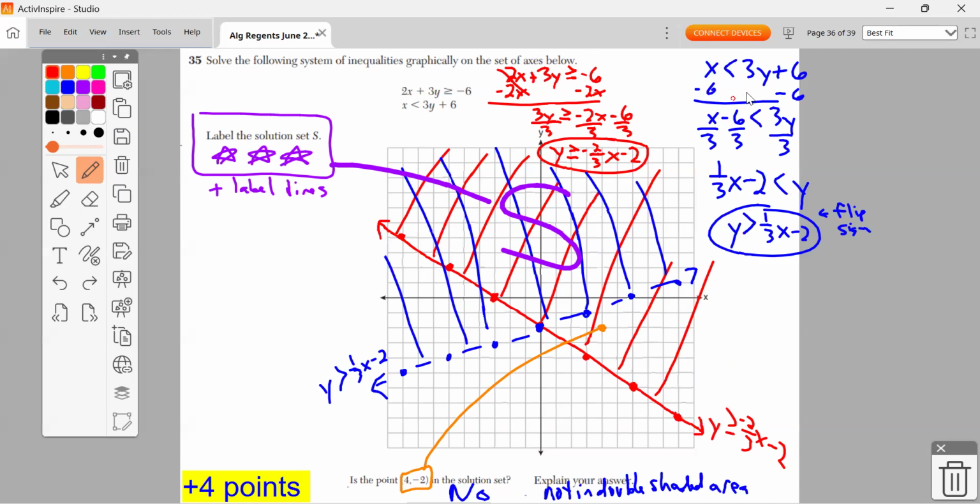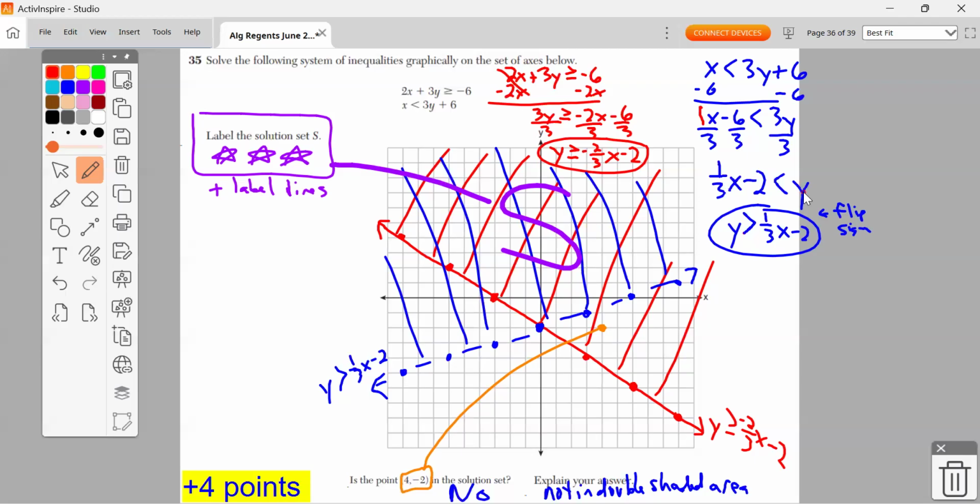For the second equation, we want to try and get the 3y all by itself. So minus 6 and minus 6. Divide by 3, divide by 3, divide by 3. There's really a 1 in front of that x. That's how it becomes 1/3. So then we have 1/3 x minus 2 is less than y.